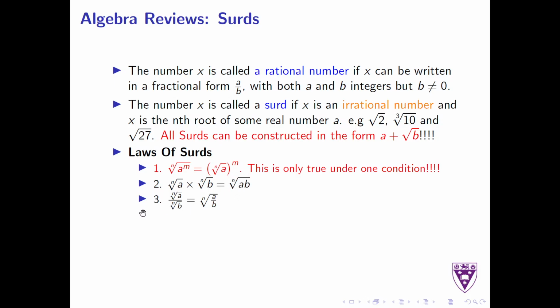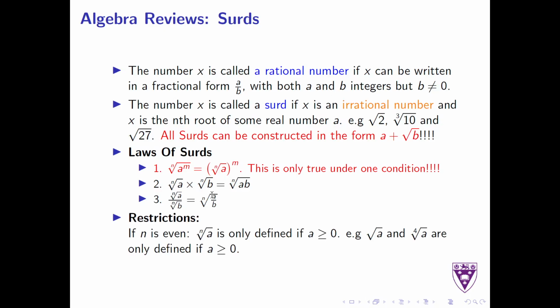And number 3 is going to be the same, but now for the quotient. If you take the nth root of a and divide by the nth root of b, as long as you have n and n, you can first take the quotient of a and b, and then you take the nth root. That's what that's supposed to mean.